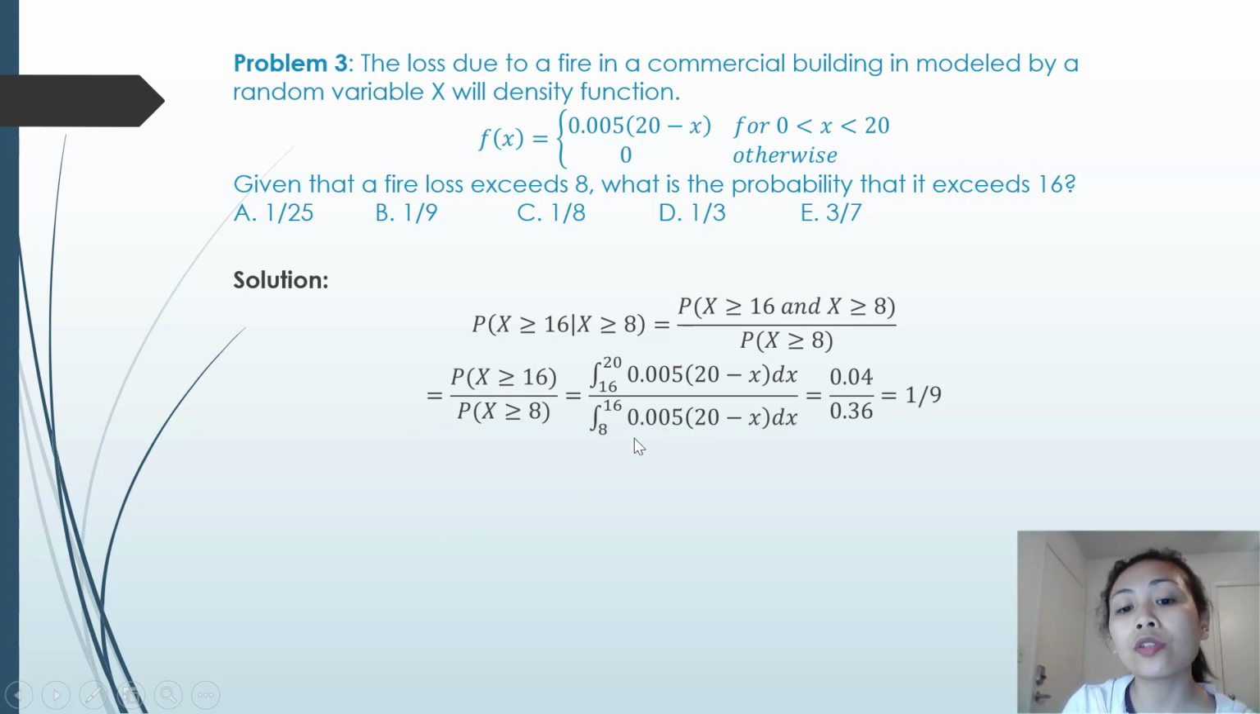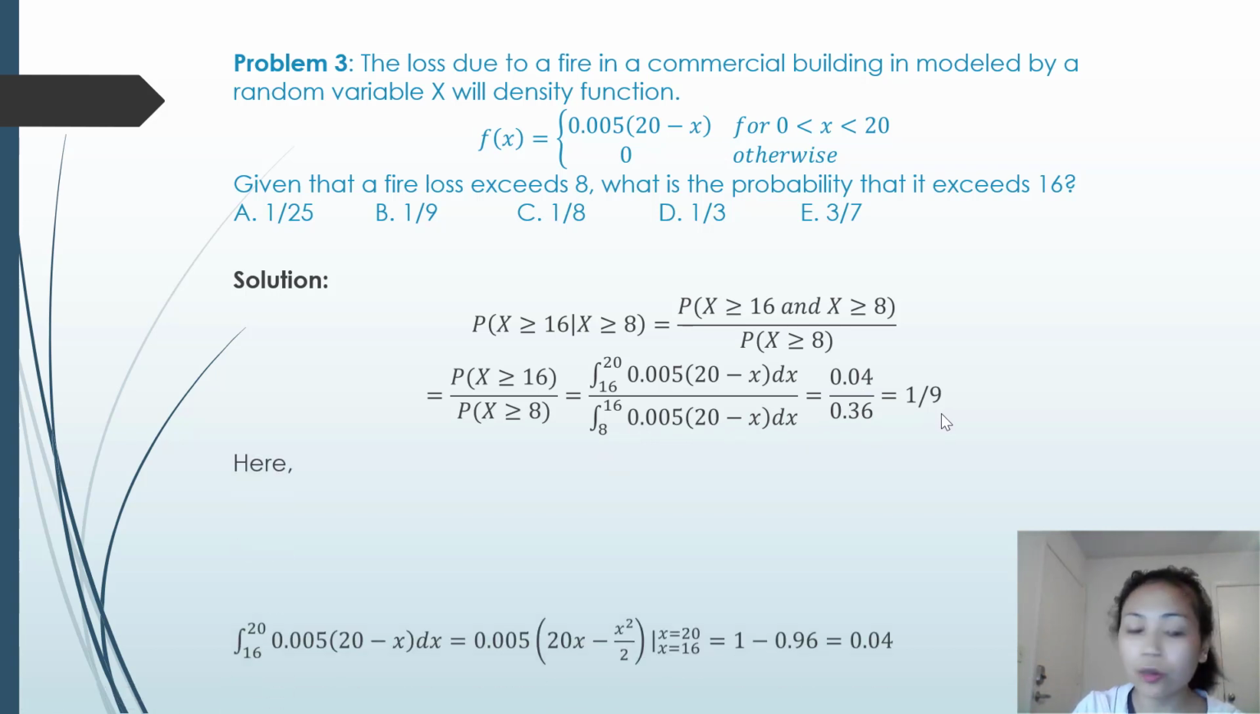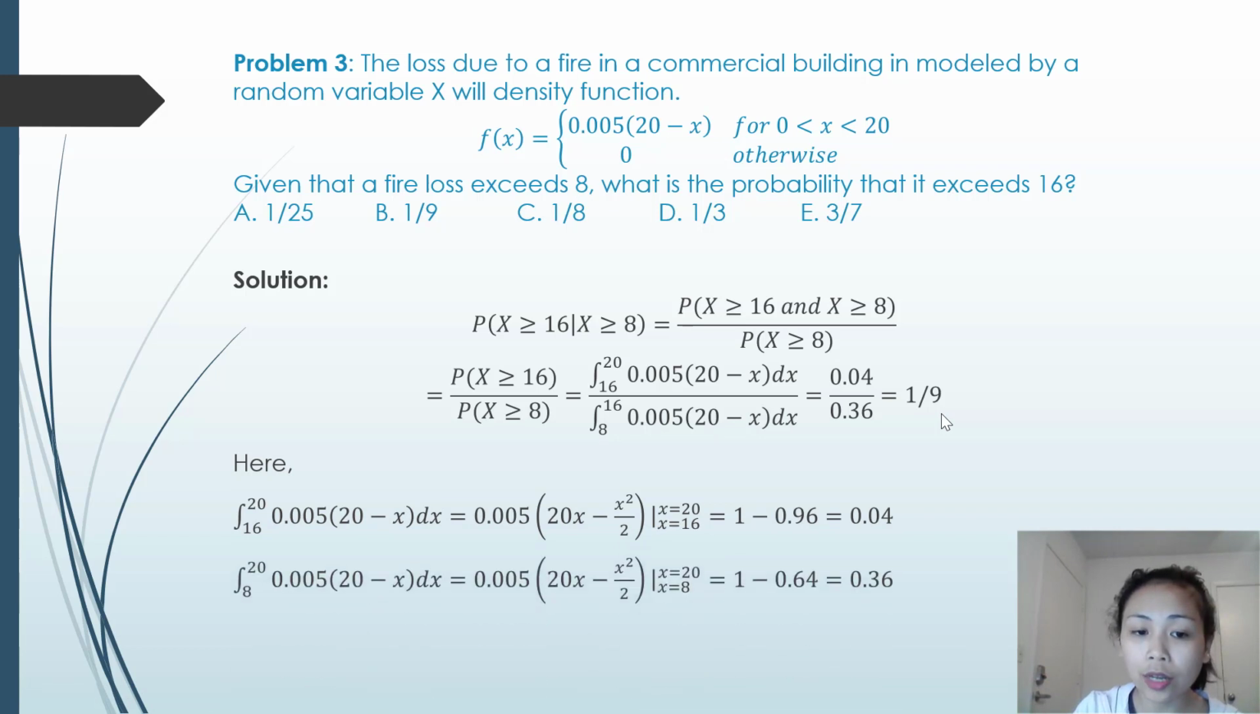Now we are going to use integration to calculate the probability, because these are continuous random variables. On the numerator, we integrate from 16 to 20 using the PDF. And for the denominator, we integrate from 8 to 20. And the answer is 1/9. To be more specific, I include here how to calculate the probability in detail.